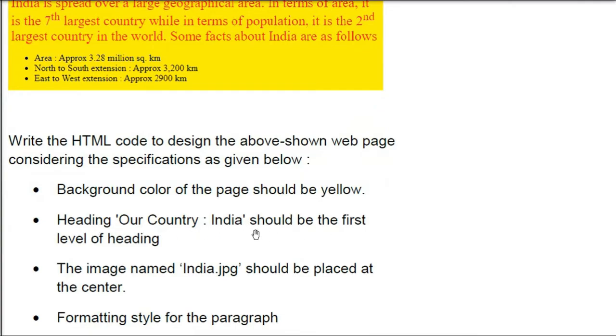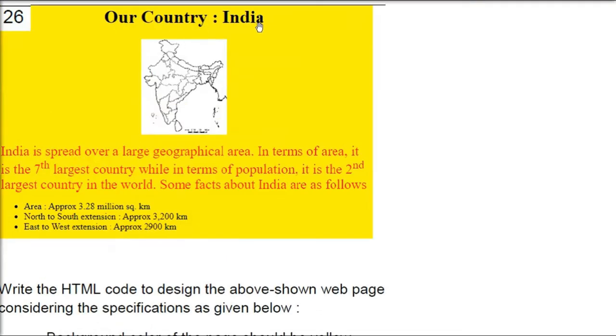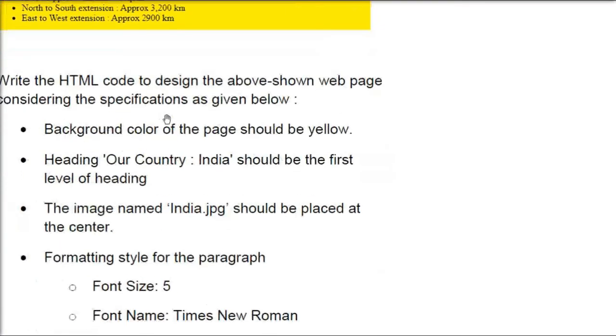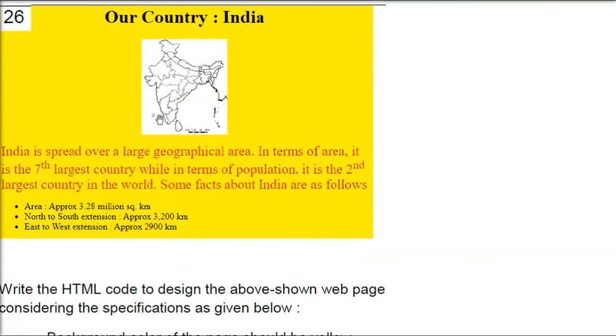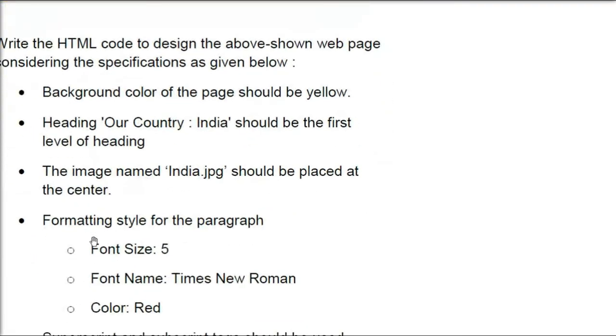Second is the heading: our country India should be the first level of heading. What is the first level of heading? It's H1. So we'll give our country India in H1. Then the image named India.jpg should be placed in the center. So for this image, first of all we have to use img src, and then we'll make it centered, together with the heading.